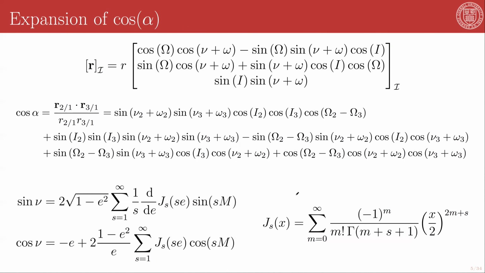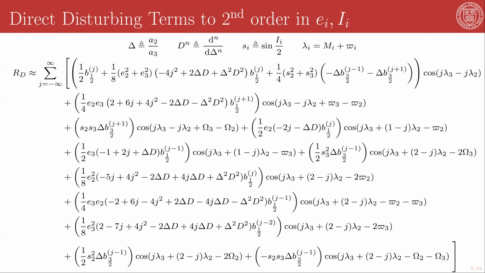So now we have all the pieces in hand that we need in order to expand the direct and indirect parts of the disturbing functions to arbitrary order in the eccentricity and inclination. Let's consider a second order expansion. This matches very closely the result that is given in section 6.5 of Murray and Dermott, and so you can refer to that for additional details.